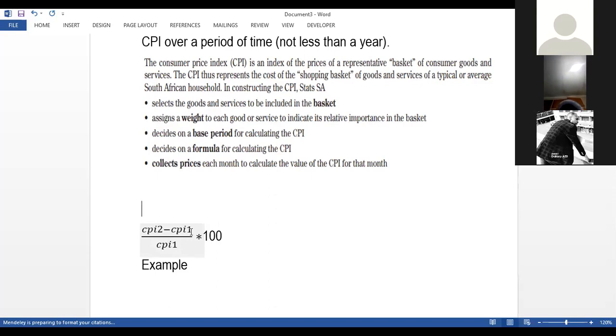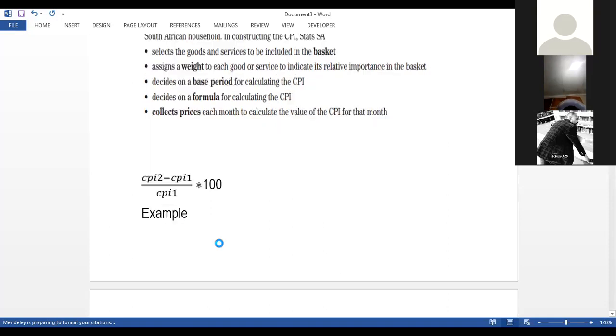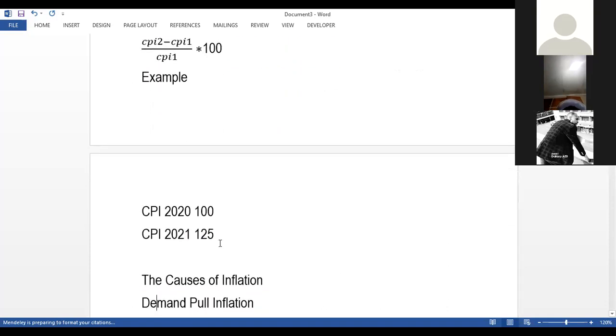So the current year's price minus the base year price, over the base year's consumer price index, times 100 would give you what is referred to as the inflation rate within the economy. All right, so there's an example that I'm going to be utilizing just in passing, so that we have an understanding of what we are referring to.